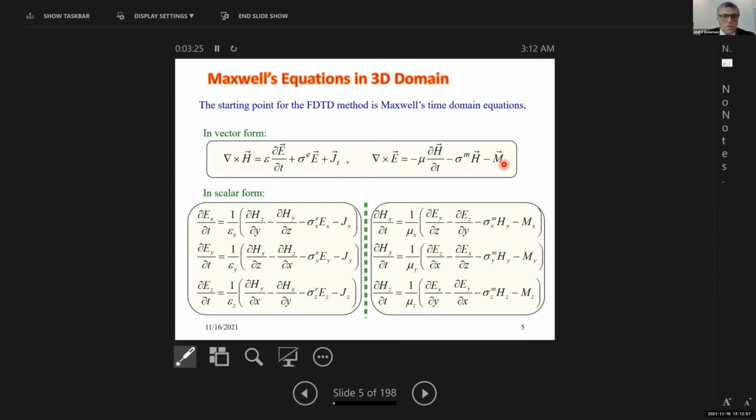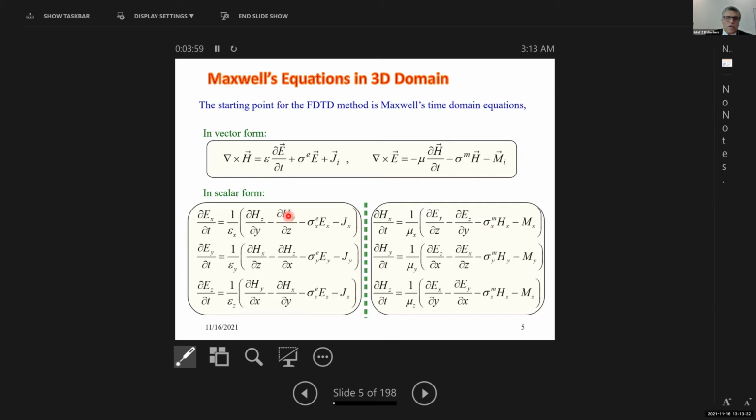Obviously, we see that these are two curl or vector equations. We can expand them in Cartesian coordinates into 6 equations. You can see those 3 scalar equations here. They are developed to solve for the electric field components, Ex, Ey, Ez, and on the right side here for Hx, Hy, Hz. You notice on the right-hand side, differentiation with respect to time. On the left-hand side, differentiation with respect to space coordinates, X and Y and Z.